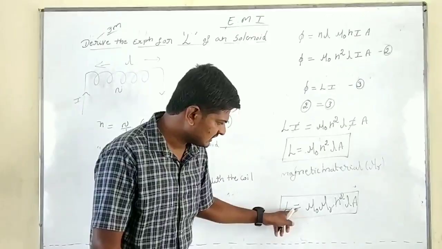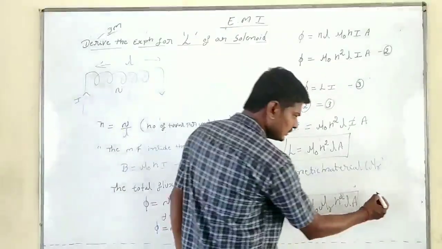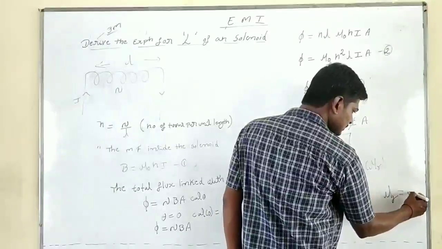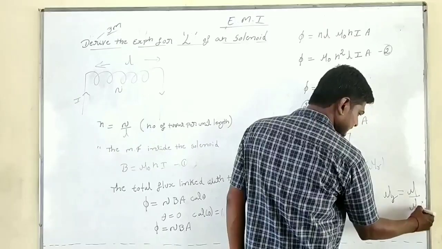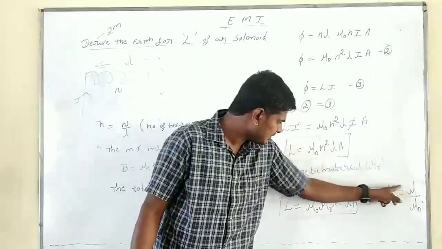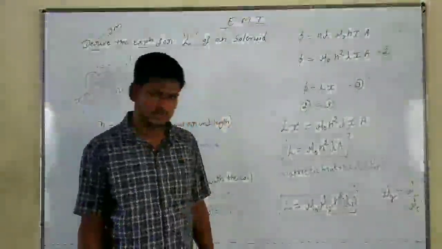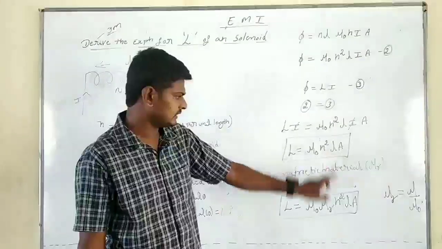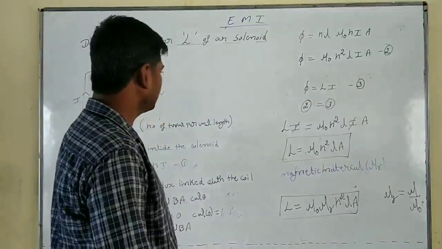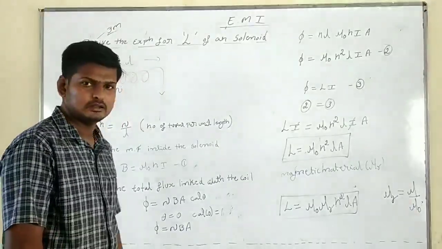The self-inductance L is equal to mu naught mu r n square L A, because we know that relative permeability mu r is equal to mu by mu naught. For free space, the permeability is mu naught; for any medium, in place of mu we can write mu r into mu naught. This is about the self-inductance of a solenoid. Clear? Thank you.